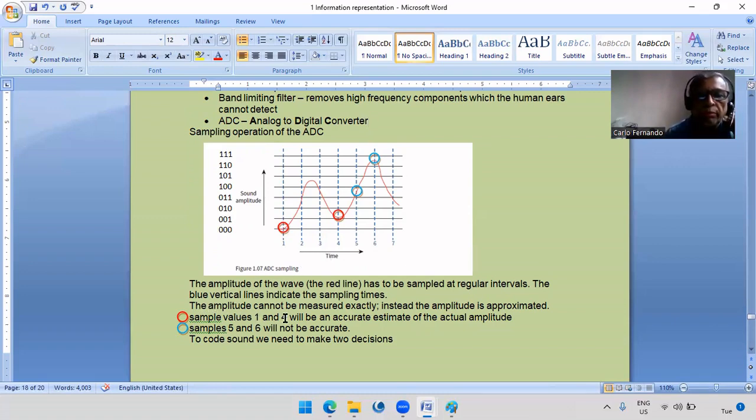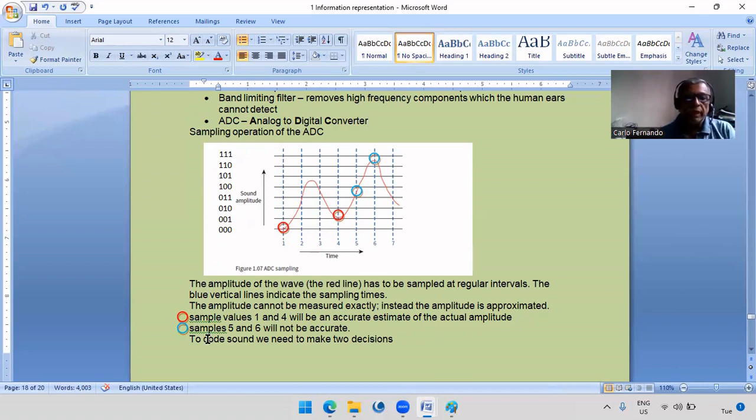The amplitude cannot be measured exactly. Instead, the amplitude is approximated. The circle, this one, sample values 1 and 4, this and this, will be an accurate estimate of the actual amplitude. That means it will be 0, 0, 0, and this one will be 0, 0, 1. Because it's touching this line, touching the amplitude line, the measurement line.